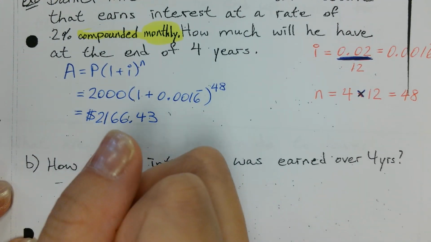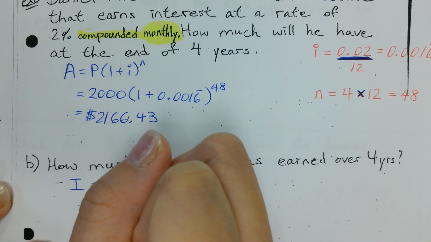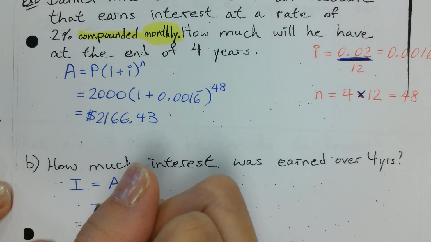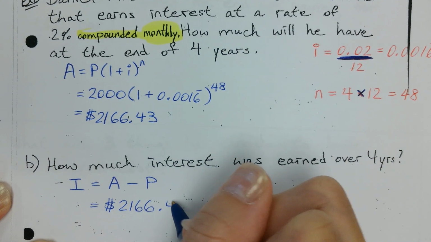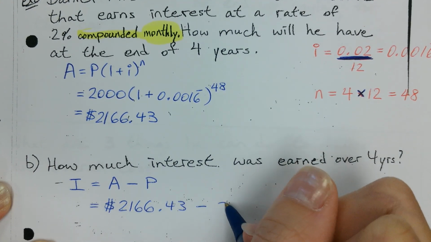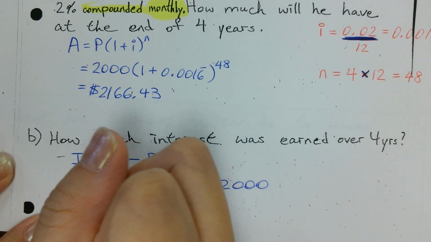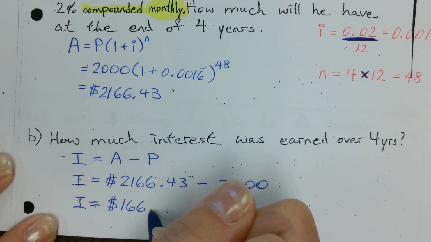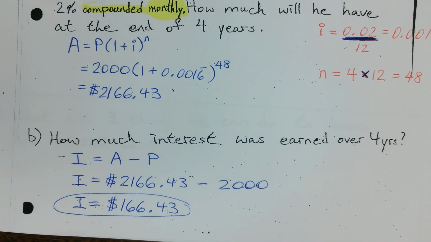So in this one, if it asks you how much interest was earned, you would do your amount, take away your principal. So the amount in your account at the end of 4 years, take away the principal, which was how much you had in the account at the beginning. That means just interest. You earn $166.43. And how long did it take? 4 years.